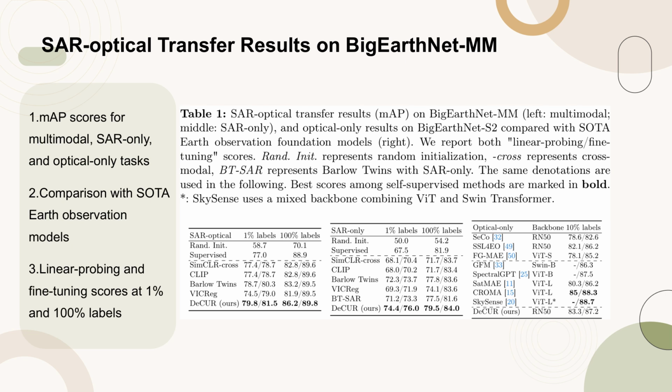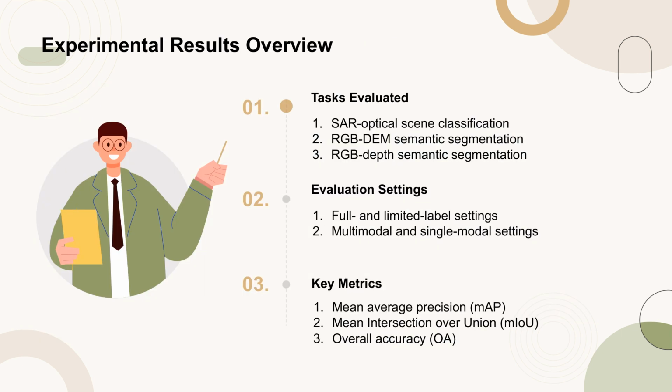The table also distinguishes between random initialization, RAND, init, and cross-modal approaches, providing a comprehensive view of the model's capabilities in various settings. The experimental results are evaluated across 3 key tasks: SAR optical scene classification, RGBDM semantic segmentation, and RGBDepth semantic segmentation. The evaluation is conducted under both full label and limited label settings, as well as in multimodal and single-modal scenarios. The primary metrics used for evaluation include mean average precision, MAP, for classification tasks, mean intersection over union, MIOU, for segmentation tasks, and overall accuracy, OA, for overall performance assessment.